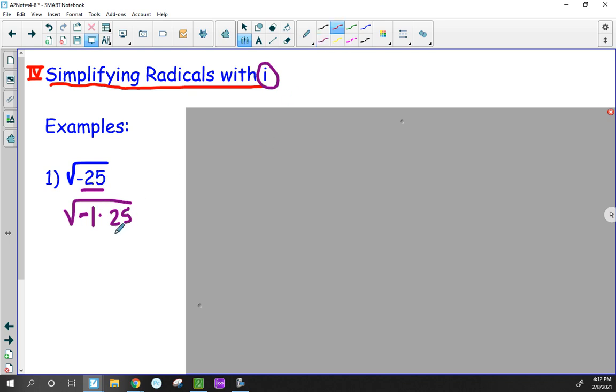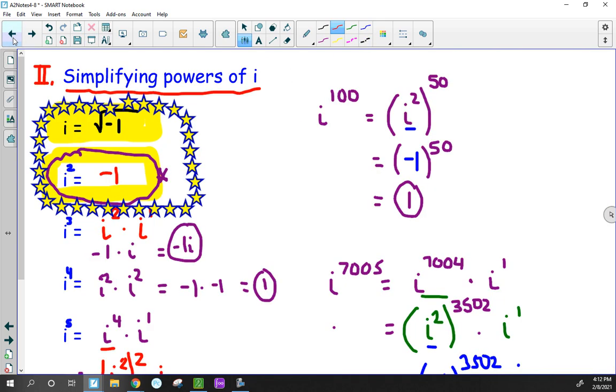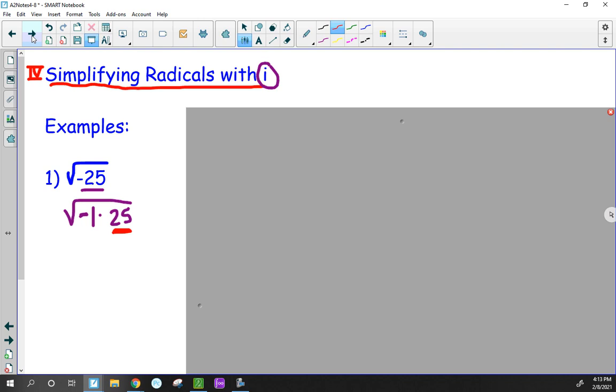Next step, we know that 25 is a perfect square from the last unit. We know that this one's going to work nicely. We also know from learning in this section that when we see the square root of a negative 1, it's the same thing as i. And so we're going to take those two pieces and tie them together. Okay, let's do the real part first. The square root of 25 comes out as a 5.